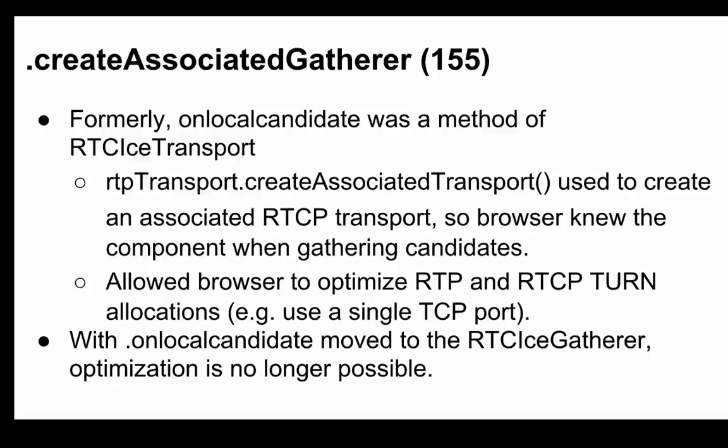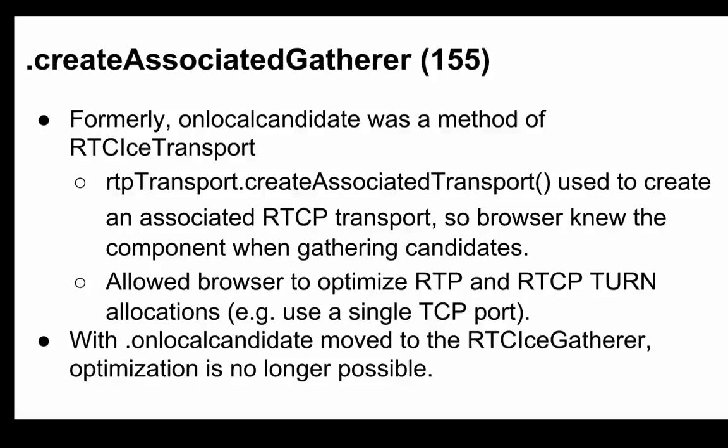I think this is an artifact of some of the changes we made between the transport and the gatherer. Formerly, onLocal candidate was a method of the ICE transport, and to create an associated RTCP transport you would call RTP transport.create associated transport. Because onLocal candidate was a method of ICE transport, the browser always knew the component when it was gathering candidates, so it would know this ICE transport is a component of RTP, or this one is RTCP. That allowed the browser to optimize the RTP and RTCP TURN allocations, for example using a single TCP port. When we moved onLocal candidate to the RTCIceGatherer, that information was no longer available to the browser until you would call ice.start, because at that point you would associate a gatherer with a transport, and then you could know that this gatherer has an implicit component of whatever the component of the transport was.